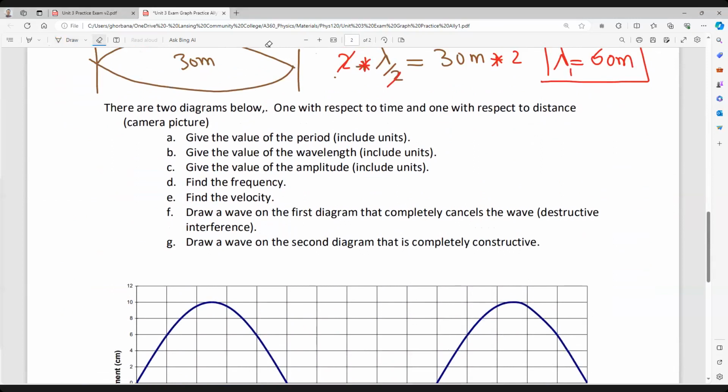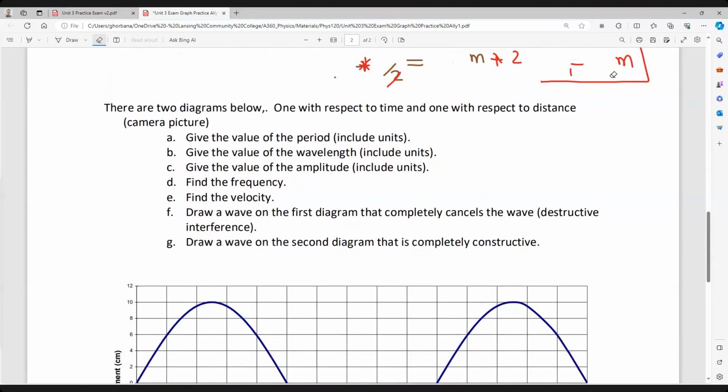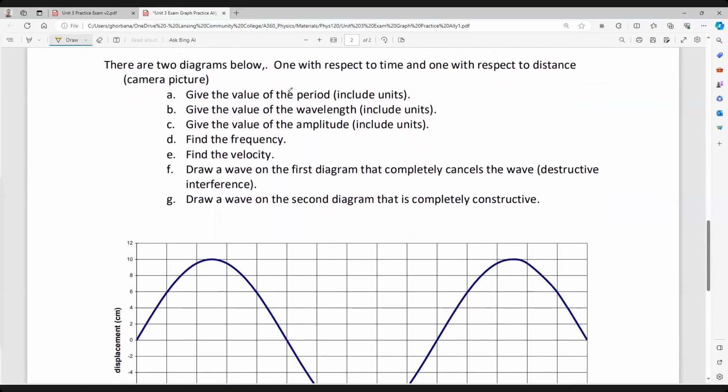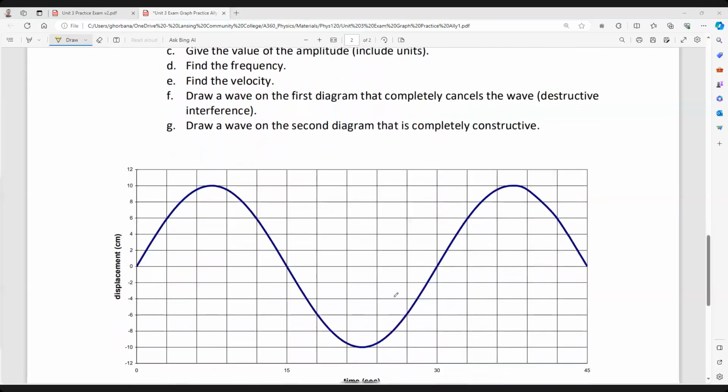Let me just erase these. Okay, we don't need. Question number 2. In question number 2, there are 2 diagrams below. One with respect to the time. Which one is respect to the time?